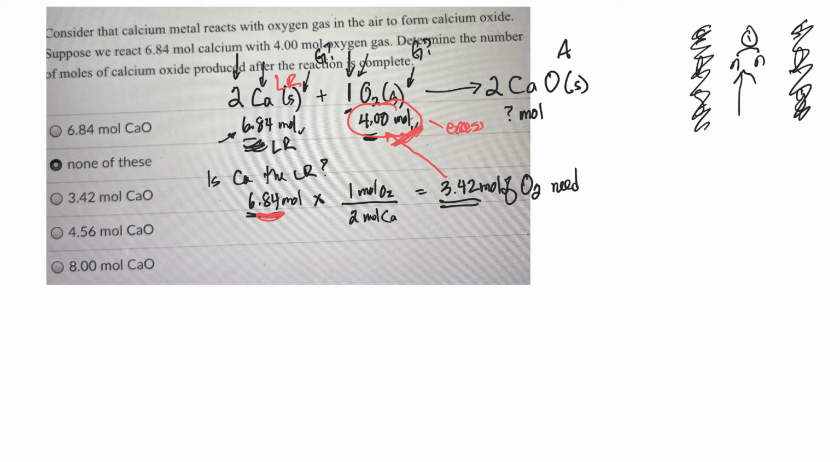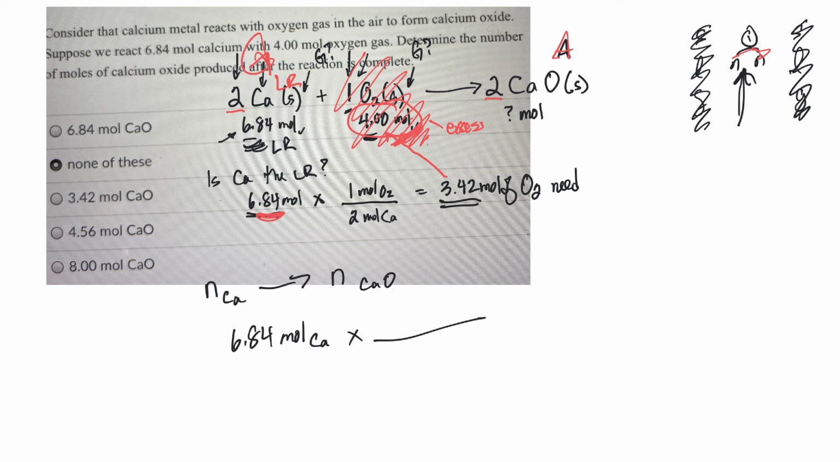Now that it's the limiting reagent, I can forget about the oxygen. This is my given, and this is my asked. Now I do my normal stoich. I'm in moles already, so I just have to cross the river. With this one, it's a 2 to 2, so I'll do it down here. I need to convert moles of calcium to moles of calcium oxide. I write down how many I have, 6.84 moles of calcium, and I'm multiplying by the mole ratio: 2 moles of calcium react to form 2 moles of calcium oxide. So 2 divided by 2 is 1, so it's just going to be the same. 6.84 moles of calcium oxide, that's what I'll get in the end.